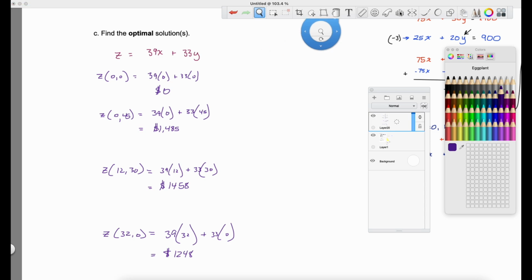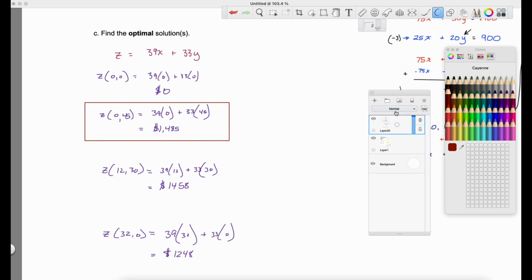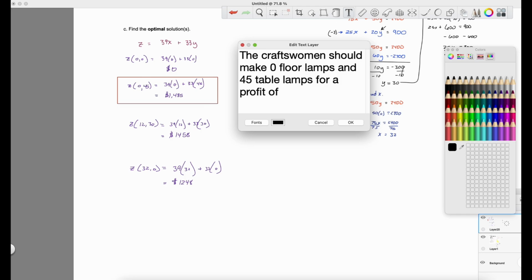Which one is the biggest number? The biggest number is this one, and that's supposed to be a rectangle right there. So she shouldn't make any floor lamps, right? And just make all the other kind of lamps. The craftswoman should make 0 floor lamps and 45 table lamps for a profit of $1485.